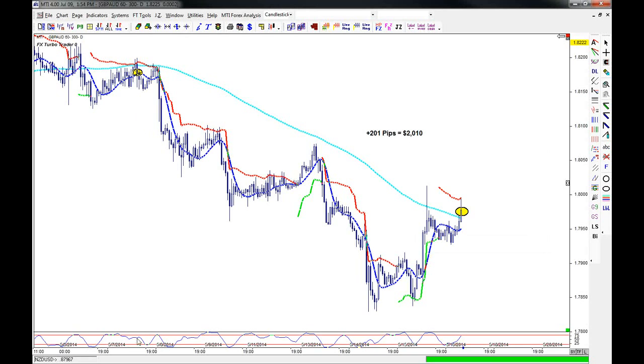So, not bad. How many of you would like to, in just over a week's time, generate this type of income? Generate this type of pips. What would that do for you? That's what you have to ask yourself.